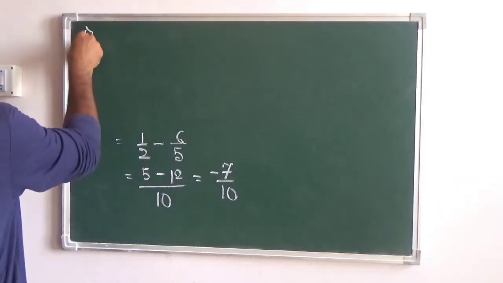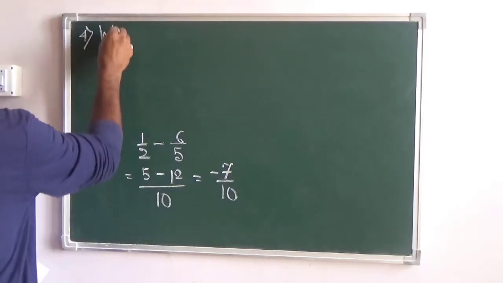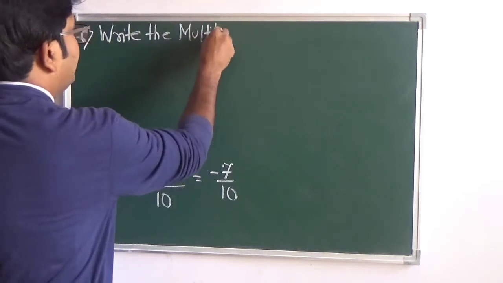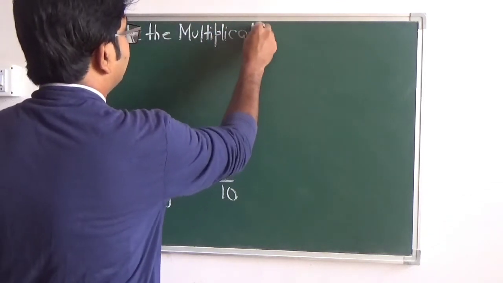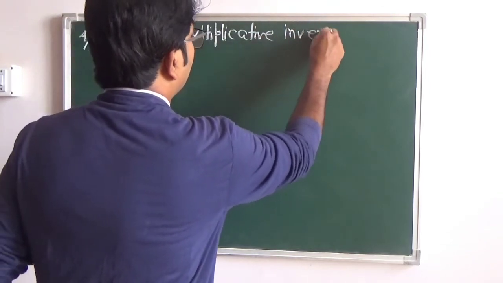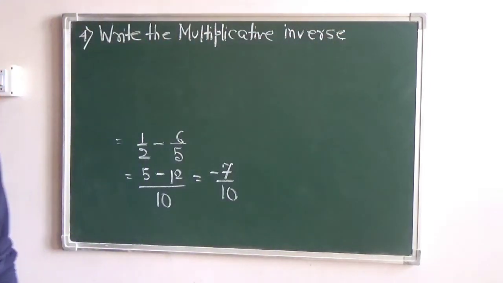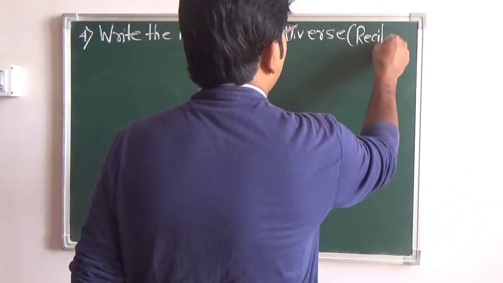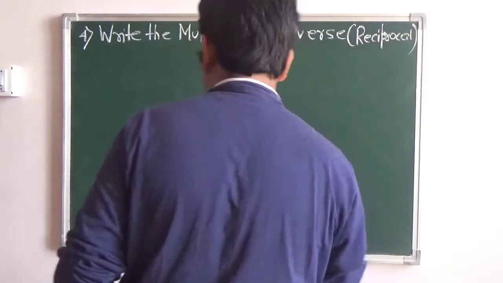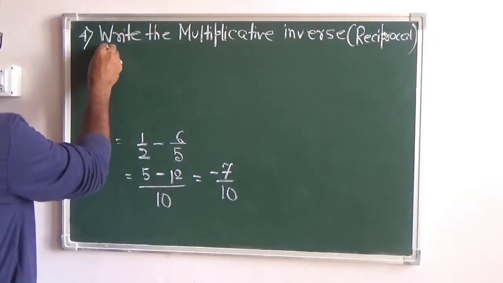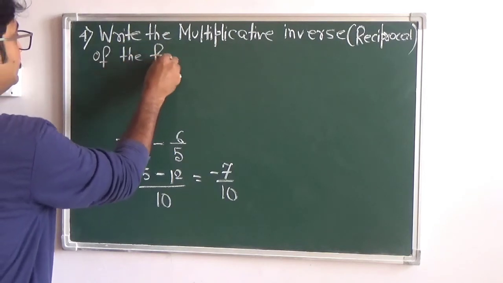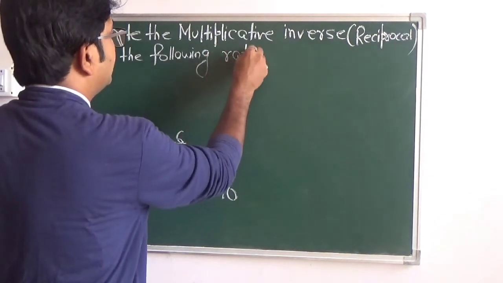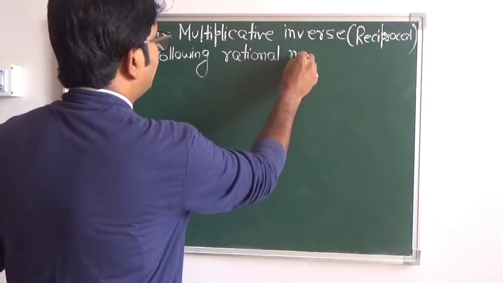So question number 4 is, write the multiplicative inverse. What is multiplicative inverse? You just have to take the reciprocal. So I am writing it inside the bracket, the reciprocal. We have already discussed this, of the following rational numbers.